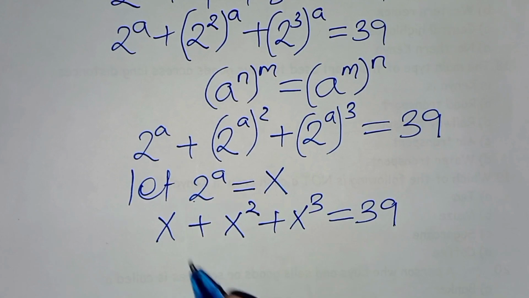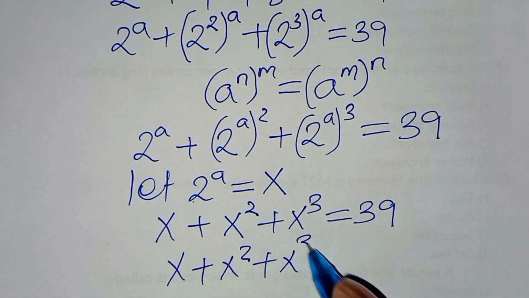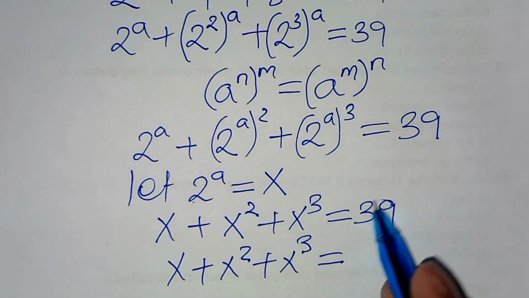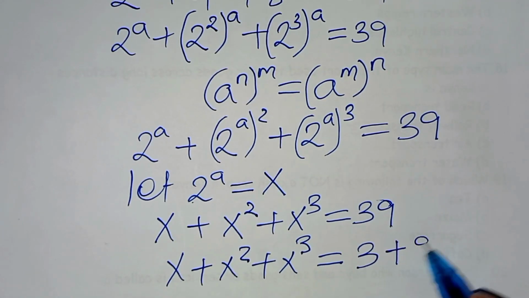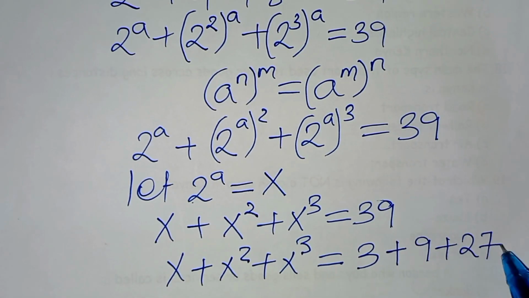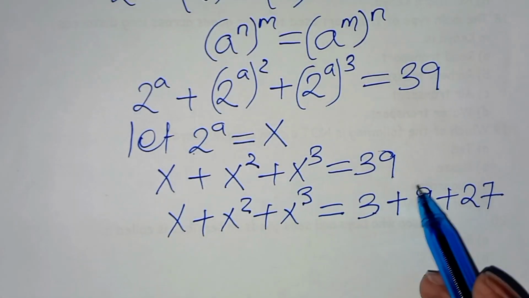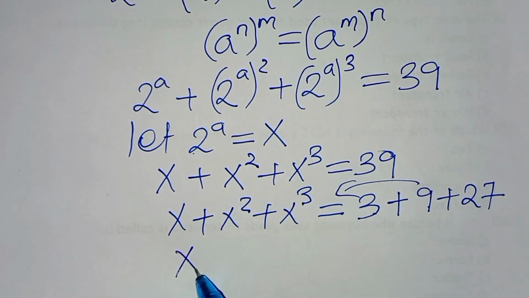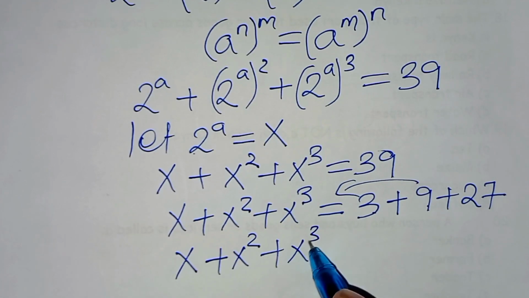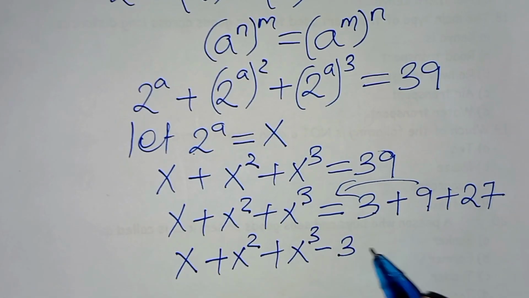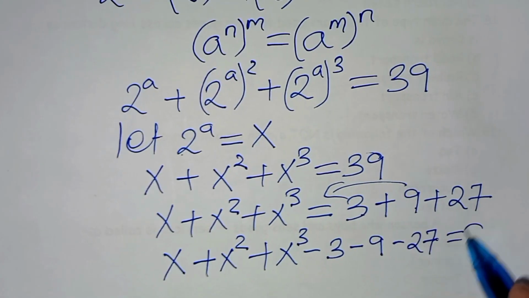The next step again here, this is x plus x to power 2 plus x to power 3. This is equal to, now 39 can be expressed basically as 3 plus 9 plus 27. So let's take 3, 9 and 27 to the left hand side, so that we'll have x plus x squared plus x to power 3, subtract 3, subtract 9, subtract 27. This is equal to 0.